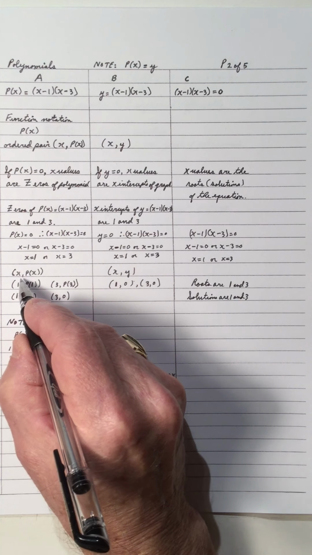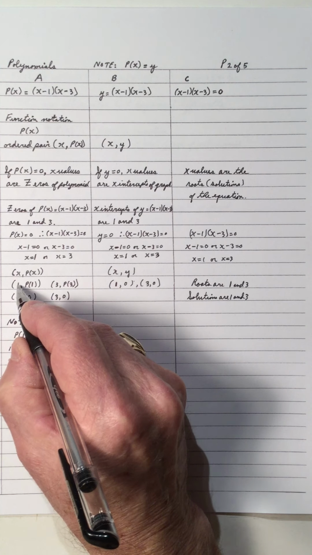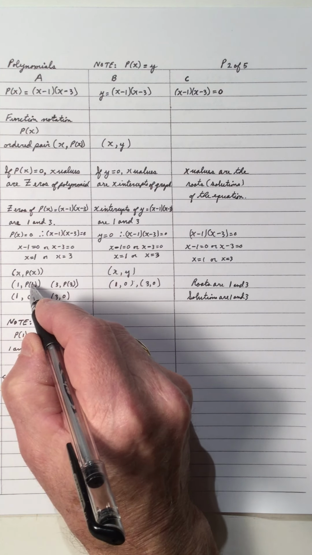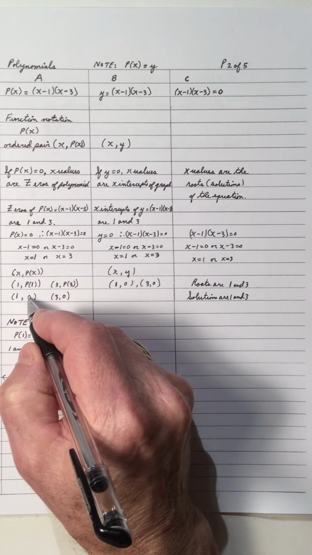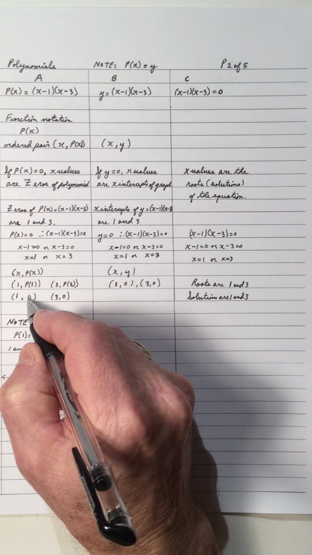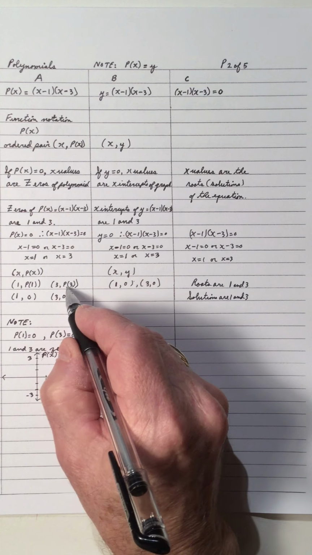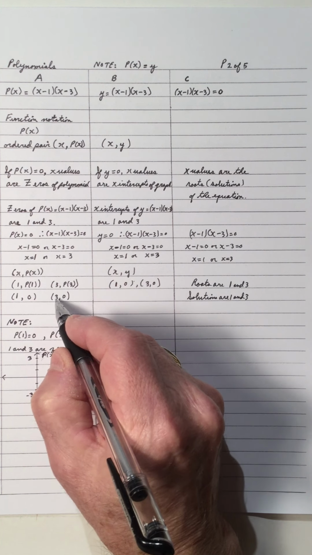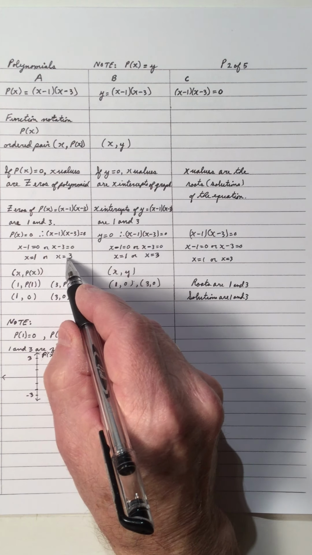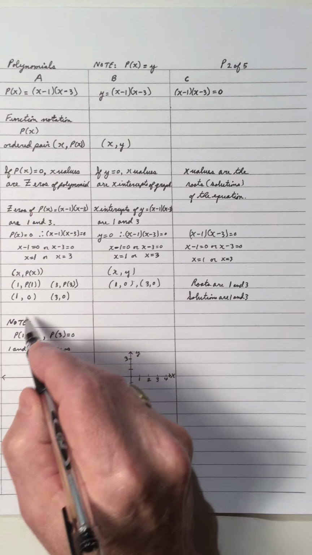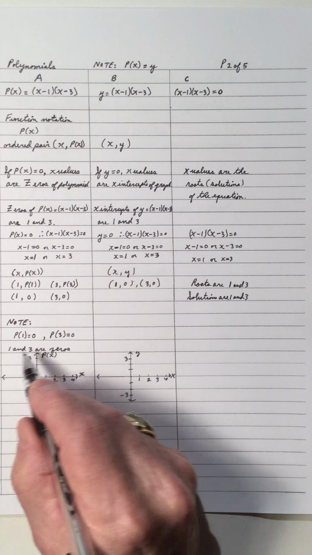Again, x and p of x form an ordered pair. So when you have x equals 1, you have p of 1. And when x equals 1, p of 1 equals 0. So the ordered pair is 1, 0. And again, for x equals 3, the p of 3 becomes 3 comma 0, because p of 3 is equal to 0 from right here. Note, p of 1 equals 0, and p of 3 equals 0.